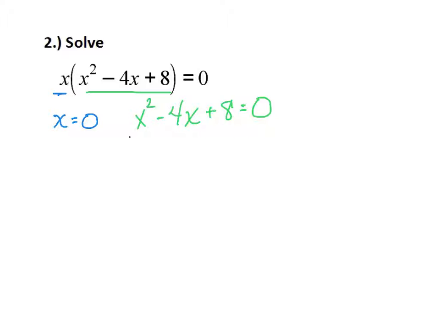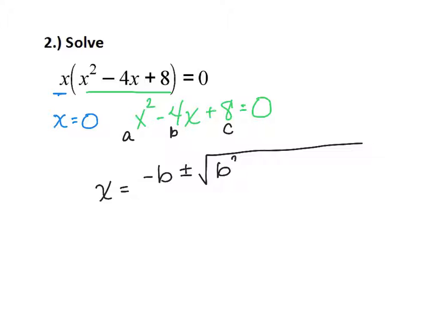So recall, we have a, b, and c. The quadratic formula is x equals negative b plus or minus the square root of b squared minus 4ac, all over 2a. So I'm going to pause the video and let you substitute in the correct numbers.